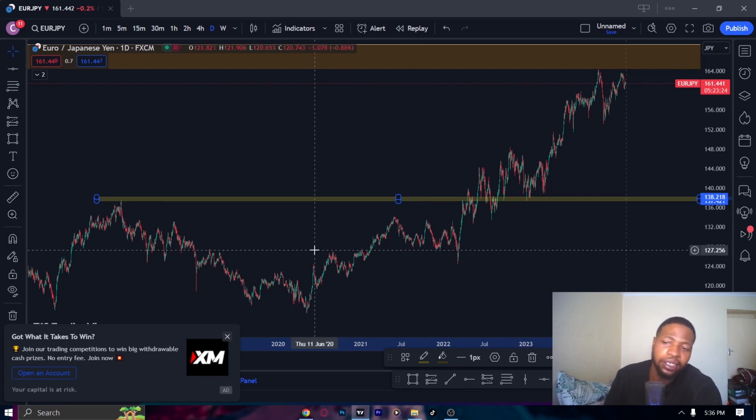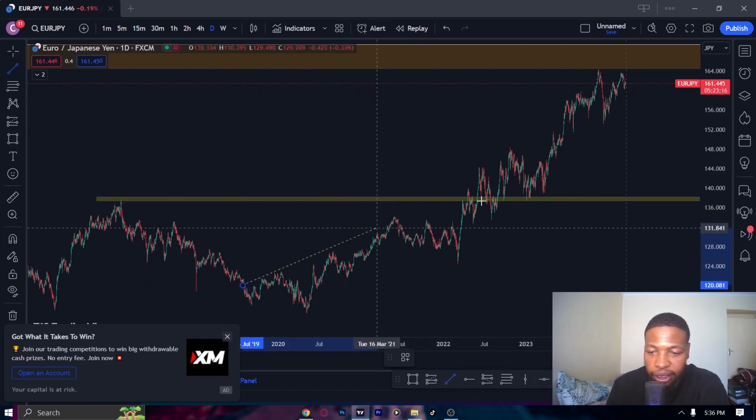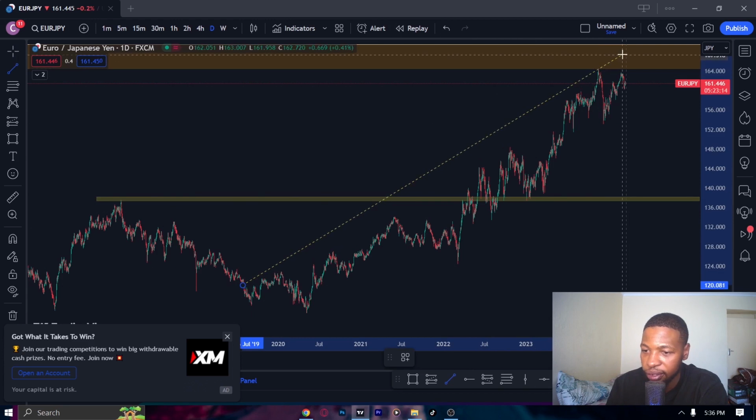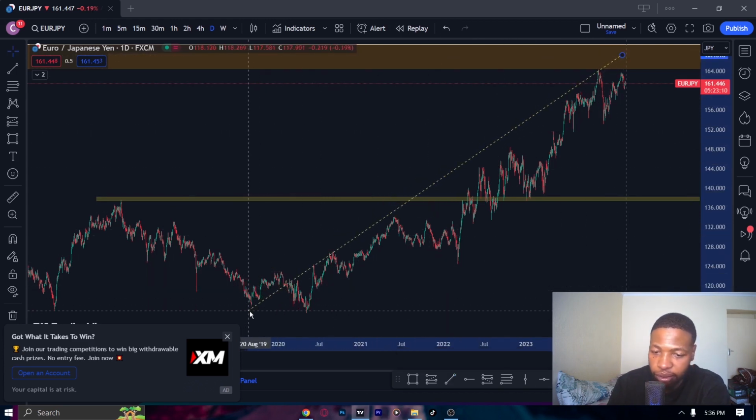So I'm seeing a few things. I'm seeing a trend line, and I'm seeing a demand zone. So now let's mark that trend line. I'm seeing a trend line. If I'm wrong, I believe I'm right. I'm not wrong.